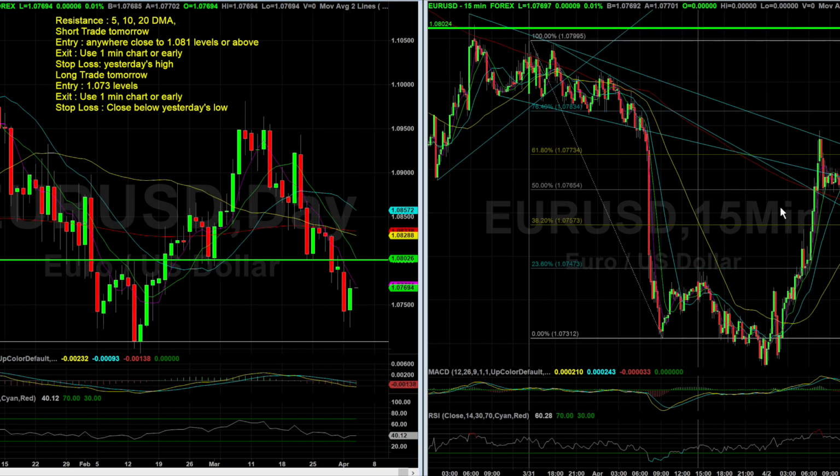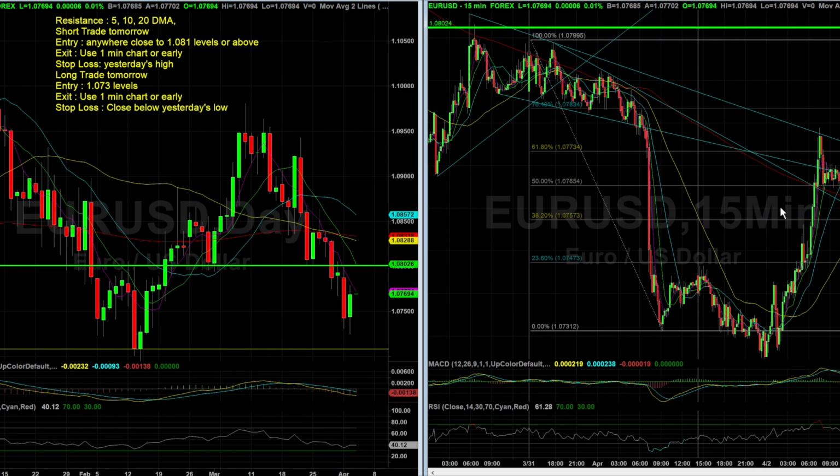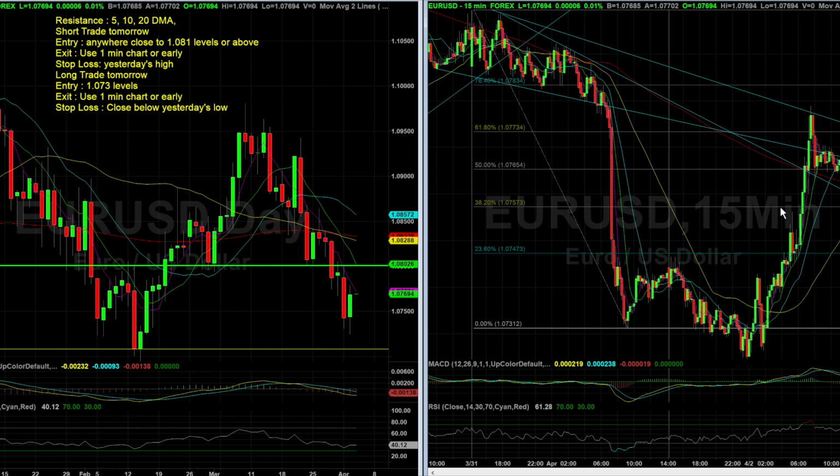And look at the 15-minute chart here. Using some simple moving averages to deal with this market. On the 15-minute we have the 200 moving average, the red line, and the yellow line is the 50 moving average. So it looks like the 50 wants to cross the 200 moving average on the 15-minute chart.